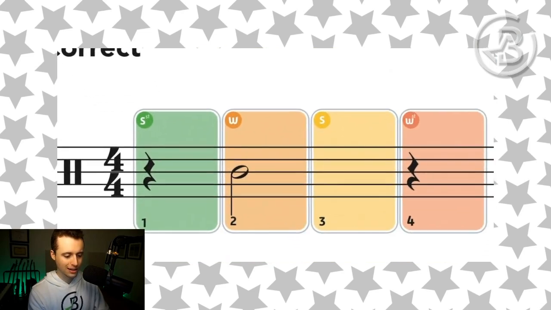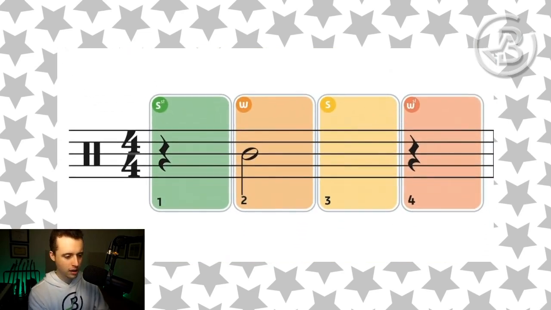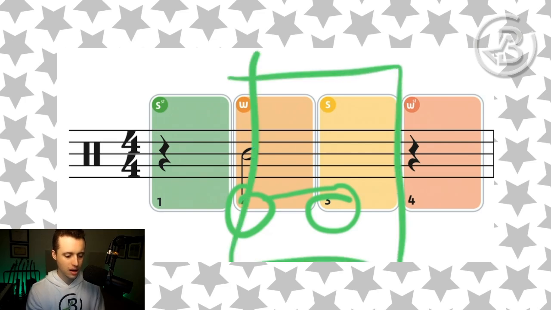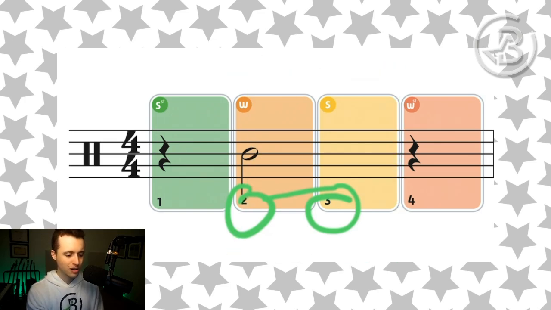Now let's look at a correct example. Right here we have indeed beat 2, and the half note lasts into beat 3 because a half note is worth 2 beats or 2 counts, so it's worth all of this. But that's okay because there's 3 things that can cross our imaginary divide between beats 2 and 3, and those are whole notes, whole rests, and half notes.